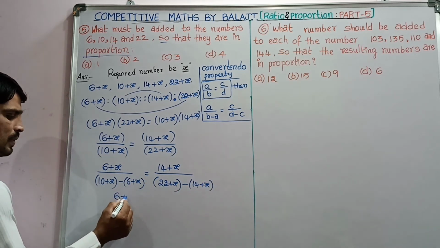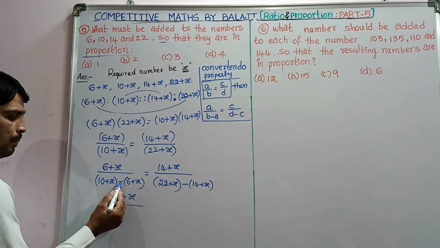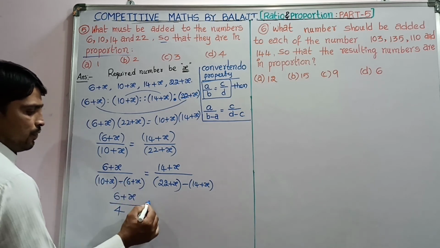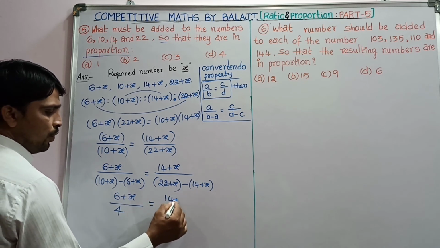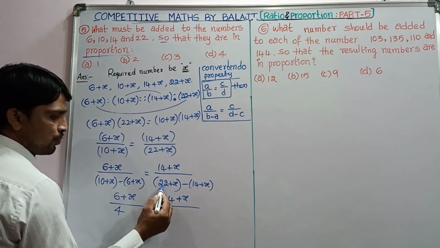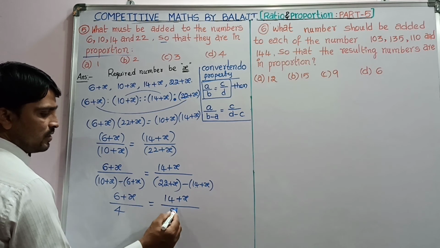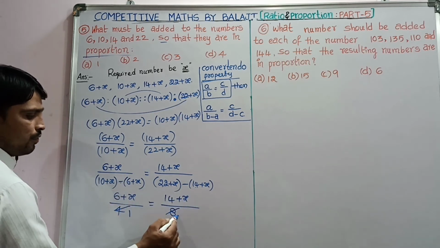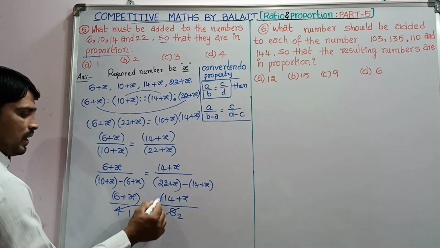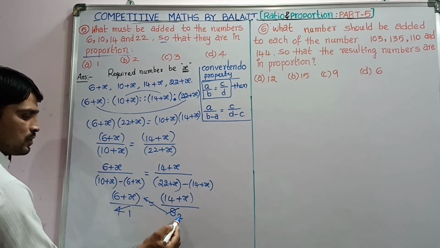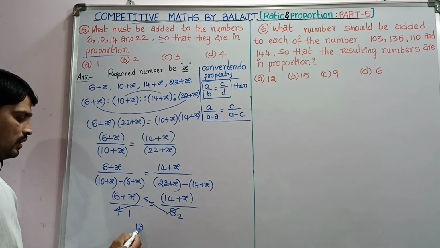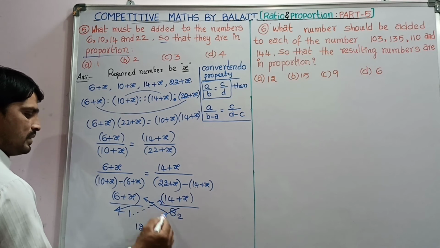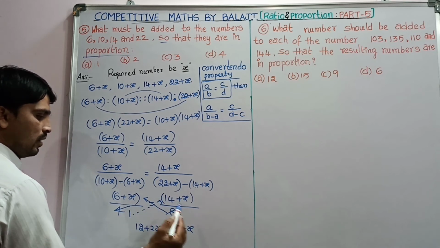That is 6 plus x by 10 minus 6, that is 4. Plus x minus x gets cancelled. We get 4 in the denominator place. 14 plus x by 22 minus 14, that is 8. Plus x minus x gets cancelled. Again 4 ones are 4, 2s are 8. By cross multiplication, 2 times of 6 plus x, that is 12 plus 2x, equal to 1 time of 14 plus x, that is 14 plus x.